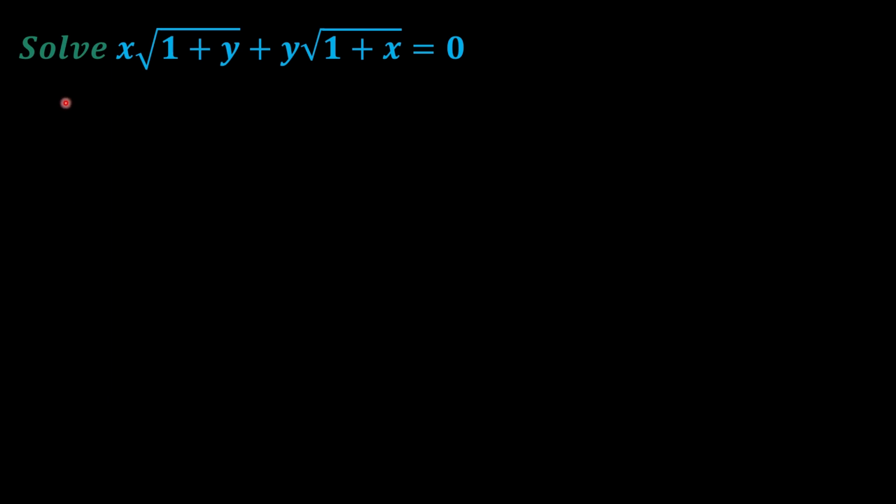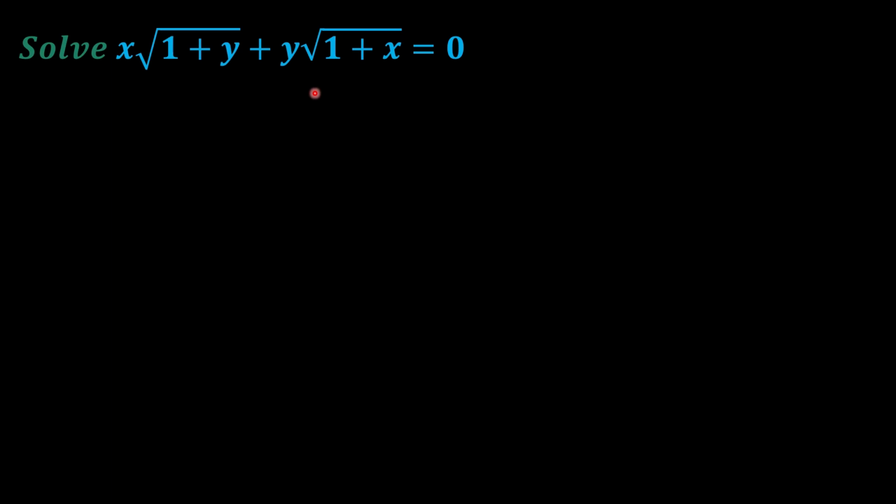So our given question is x√(1+y) + y√(1+x) = 0. In order to differentiate this equation, first we will simplify it. You can see that this equation is in implicit form. We will first convert this equation into explicit form.